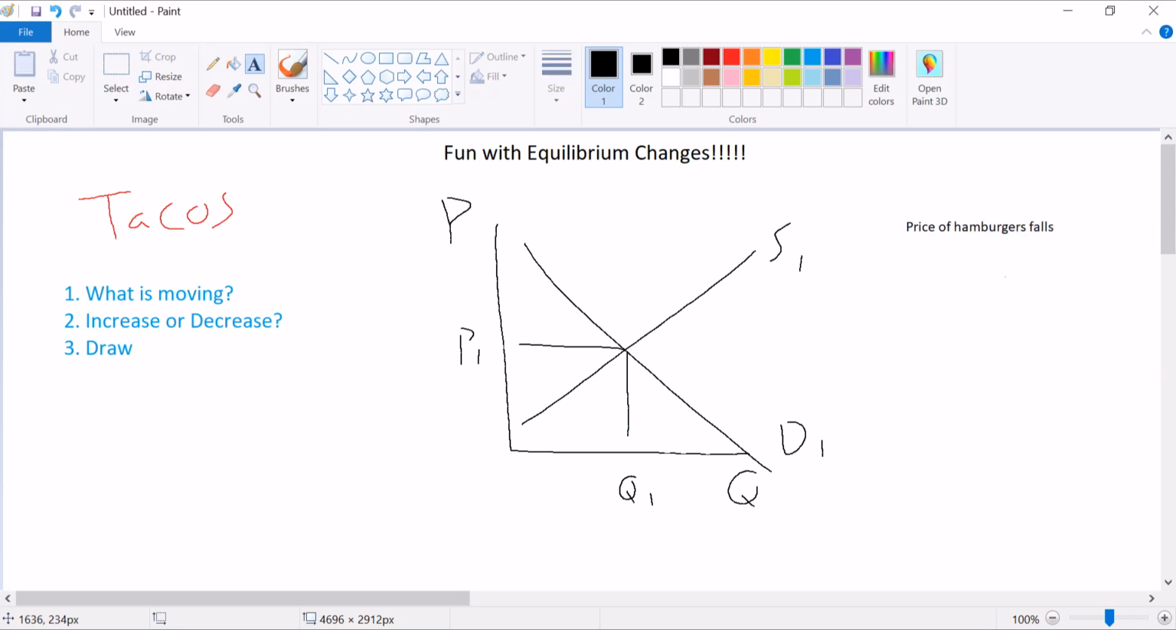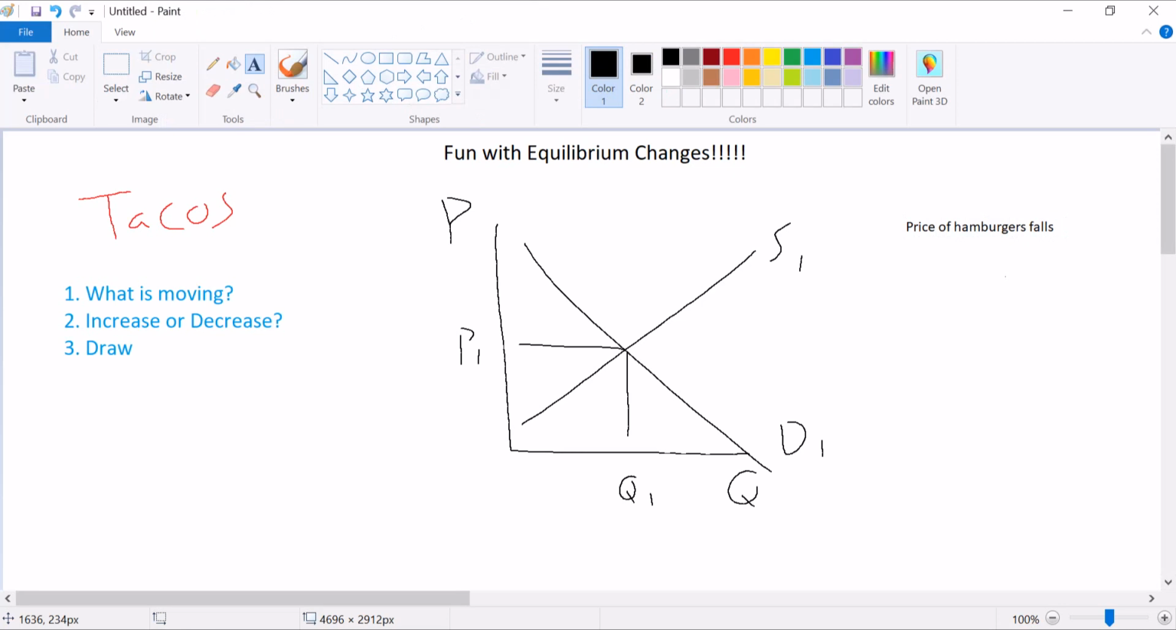The price of hamburgers falls. I'm going to make an assumption here. I'm going to assume that hamburgers and tacos are substitutes in consumption, which is to say that I will go out and I'll either eat a hamburger for lunch or I'll eat some tacos for lunch, but I probably won't do both. They're substitutable, at least somewhat.